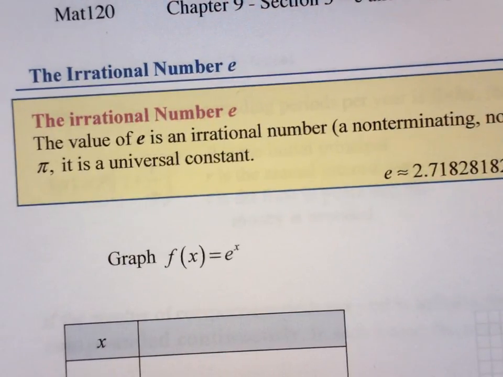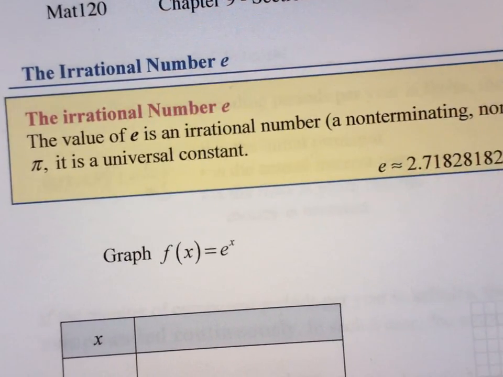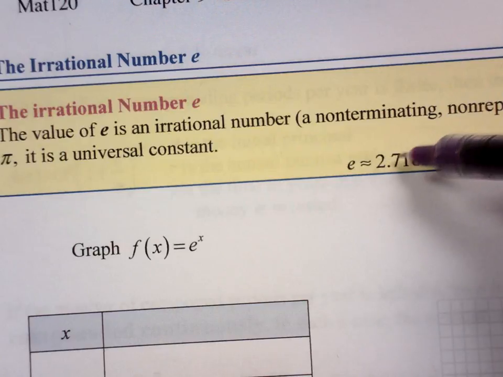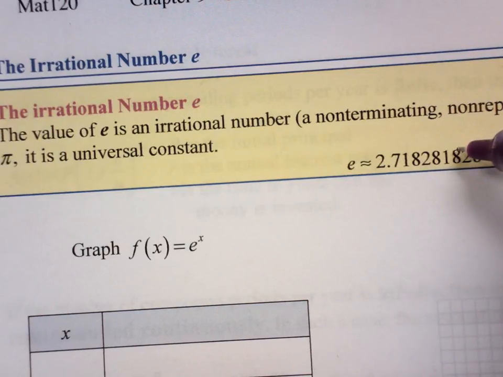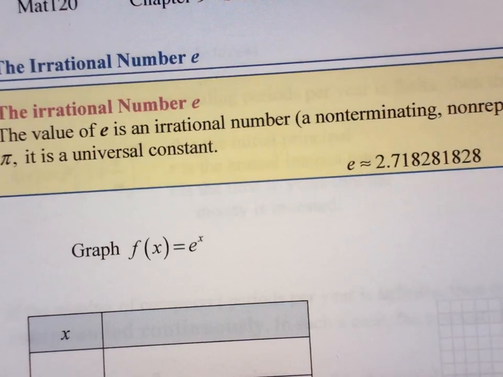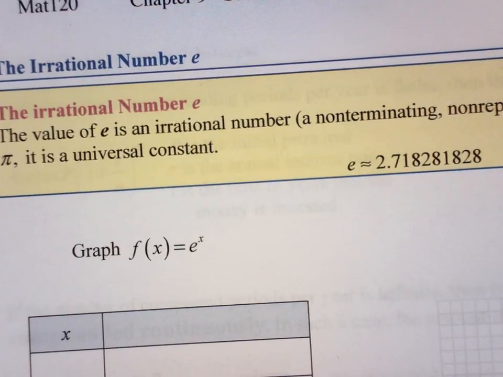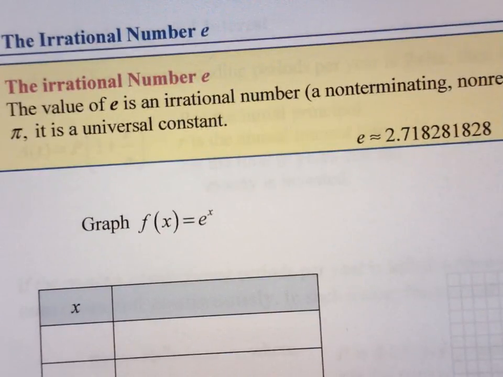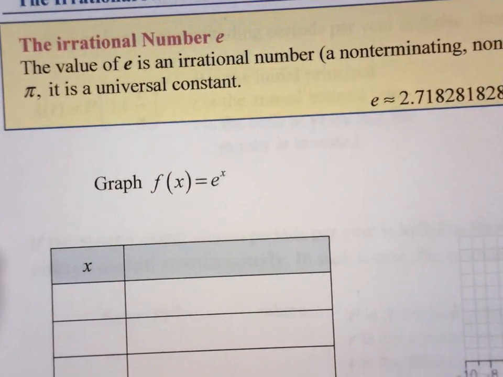It says the value of e is an irrational number, a non-terminating, non-repeating decimal, and like the number pi, it is a universal constant. And there's e to 1, 2, 3, 4, 5, 6, 7, 8, 9 decimal places. It's got an infinite number of decimal places. And so what would you want to graph it?